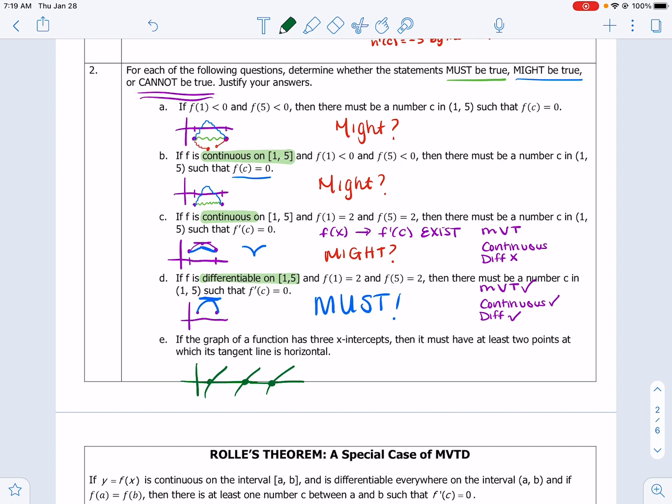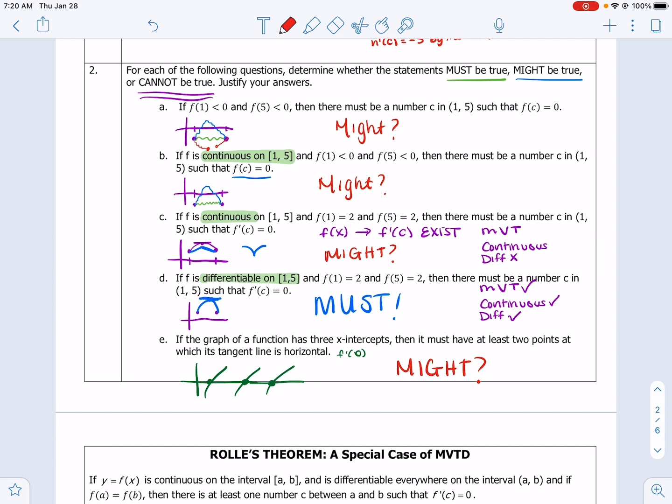Says nothing here about the graph being differentiable. Okay, so therefore, here's a graph where you have 3 sections and 3 x-intercepts. However, it's not continuous. And therefore, there's no 2 points where it has a tangent line that is horizontal or where your derivative equals 0. So I could make a scenario where that is true, but it's not true in this case. So therefore, this answer would be a might. It might happen.